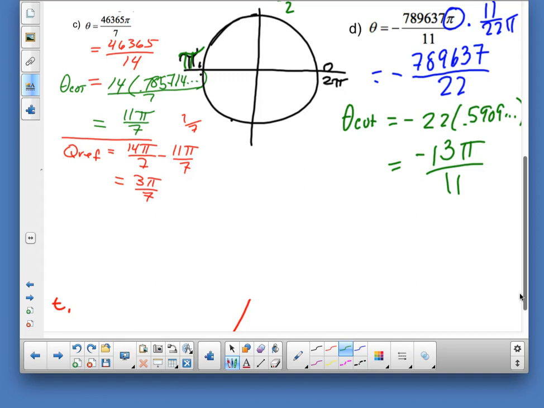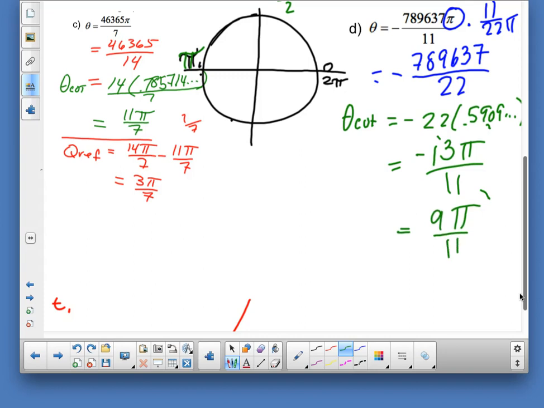Are there questions, clarification questions? Are you okay with where I got these numbers? And why it's 22? Because it's a full revolution. Are you okay that I'm at negative 13 pi over 11? Now, keep in mind, this is a negative coterminal angle. How would I get it to be positive? Adding 22 pi over 11 to it. Does that make sense? Because that's a positive coterminal of 9 pi over 11.